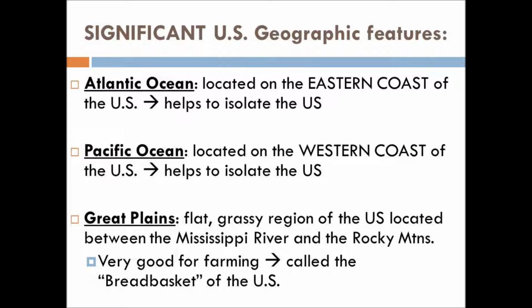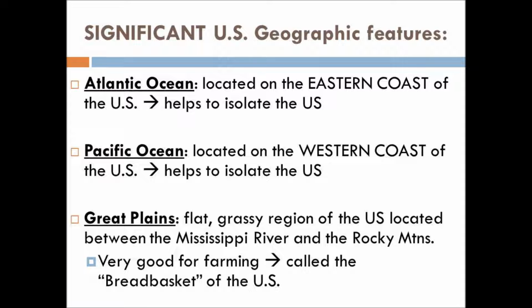Some of the significant U.S. geographic features are the Atlantic and Pacific Oceans. The Atlantic Ocean, we need to know, is located on the eastern coast of the United States, and the Pacific Ocean is located on the western coast. When we think about the East Coast, which is the coast we live on, the ocean right next to us is the Atlantic, and the Atlantic Ocean separates us from Europe. On the other side of the Atlantic Ocean is Europe.